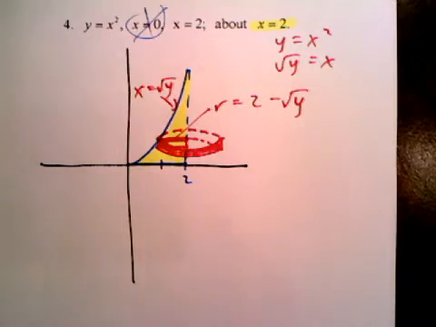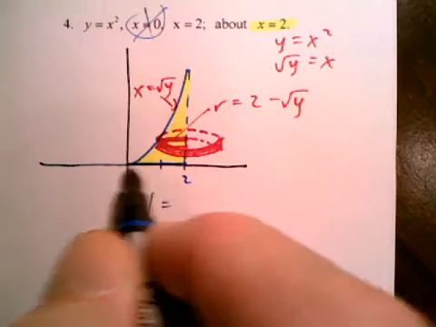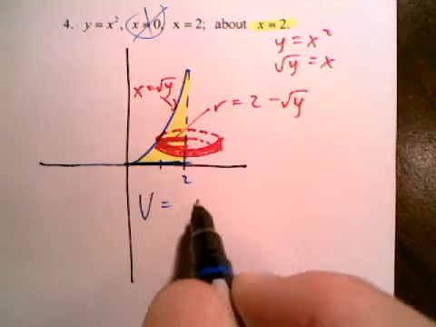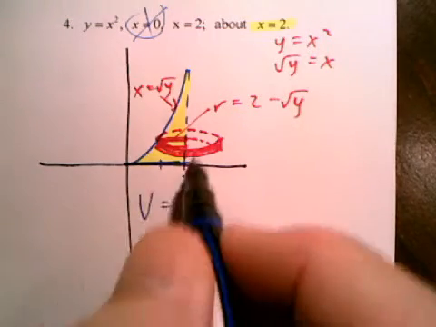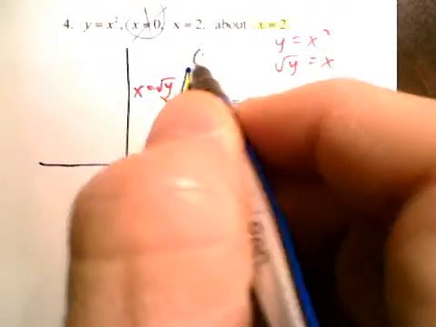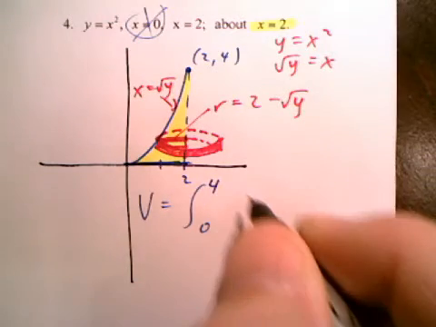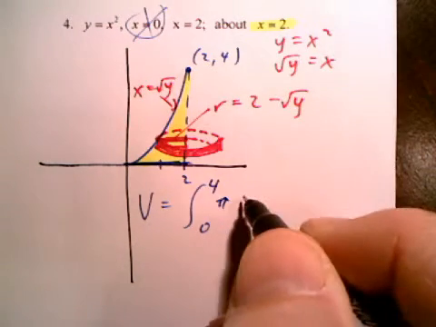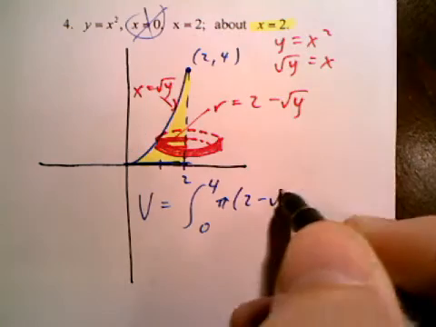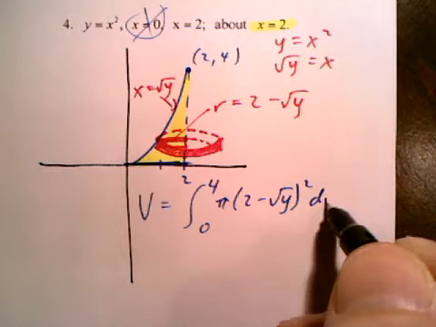Now we're golden. We have our volume. We're going to start at 0, so we're going to integrate from 0 to what? Well, when x equals 2, y equals 4. So we have the point 2, 4 right there. And so we're going to integrate from 0 to 4, and we have pi times the radius, which is 2 minus radical y, squared, pi r squared dy.